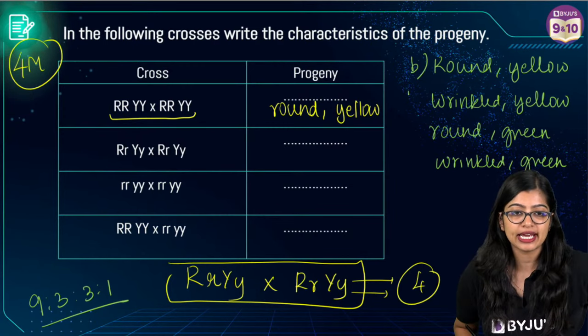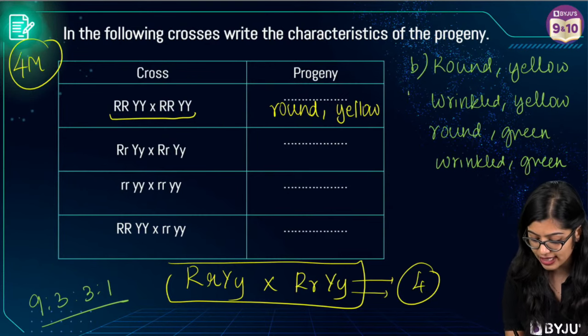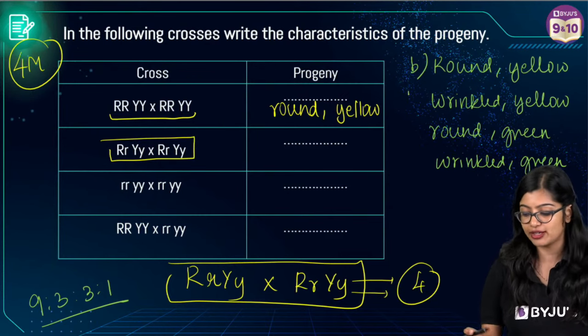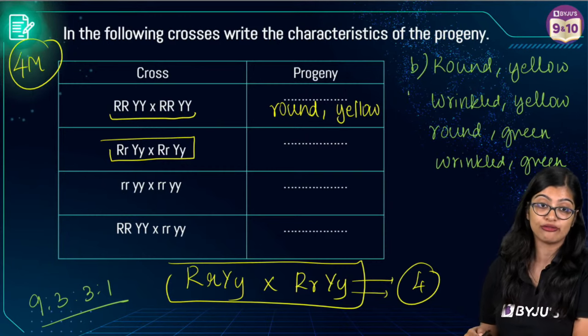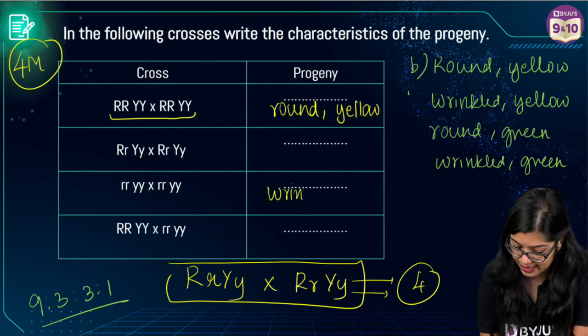Ma'am, what if it's only F1? Yes, this is only F1, but your parent is only in this. Even if it is F1, this is your parent, so you'll have to write all four. Very good. The answer is wrinkled and green for this particular question.